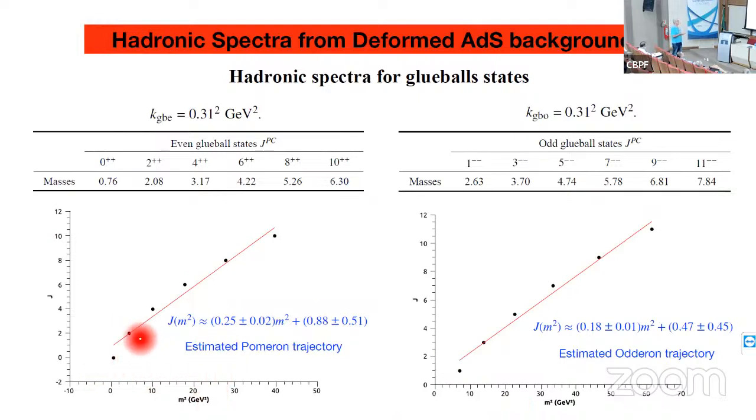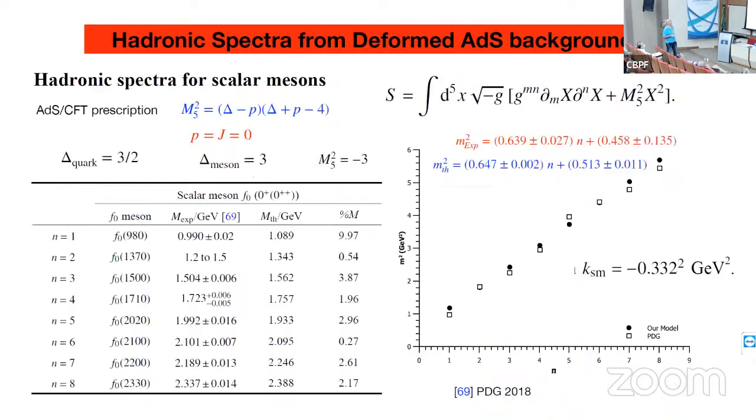You can see that these dots are masses, and that they are not linear. These are for the even and for the odd cases. These are the masses we find. So this is not very good actually. This model produces better results for the mesons, actually.